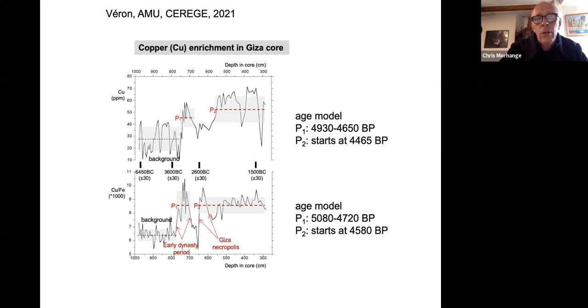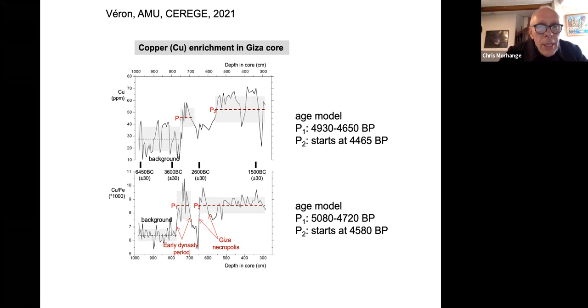The better results were from the work done under the direction of Alain Véron with PhD student Gamal Younes at Aix-Marseille University. And just last week, we obtained this preliminary image on the contamination. It's by mass spectrometry, the analysis of enrichment of stable isotope and concentration in ppm of copper and iron.